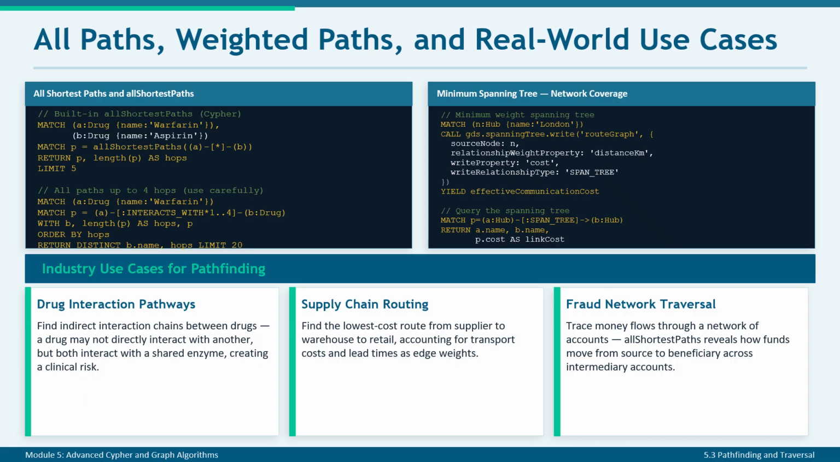Fraud network traversal. Money moves through networks of accounts, sometimes through 5 or 6 intermediaries specifically to obscure the trail. All shortest paths between a known source account and a known beneficiary uncovers every viable route, giving investigators the full picture of how funds were moved.